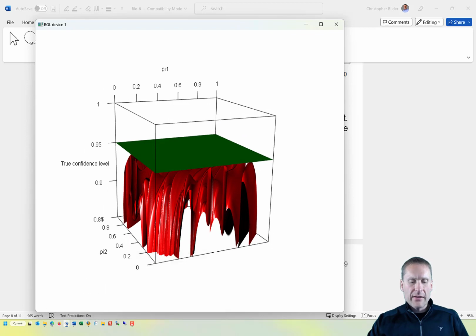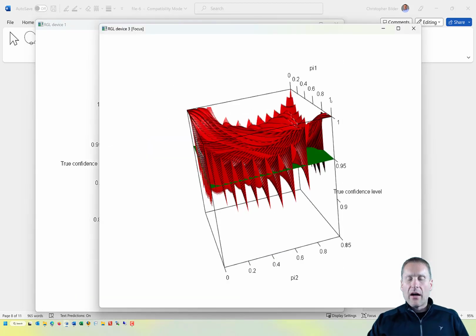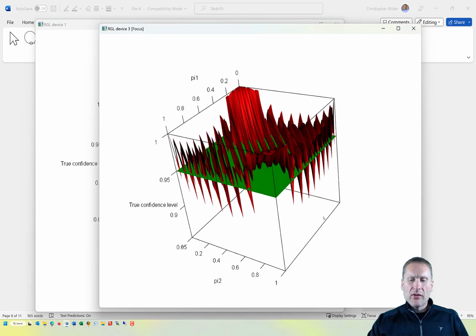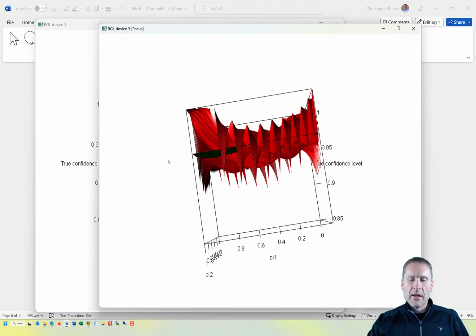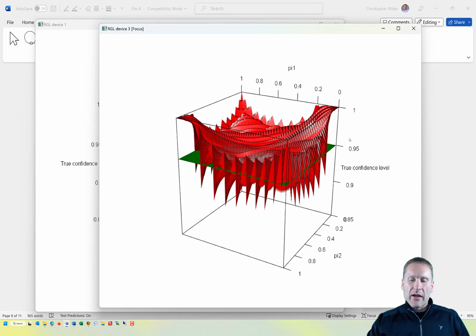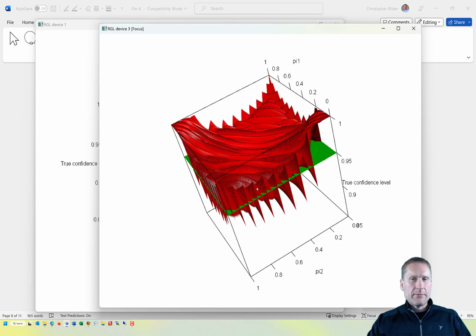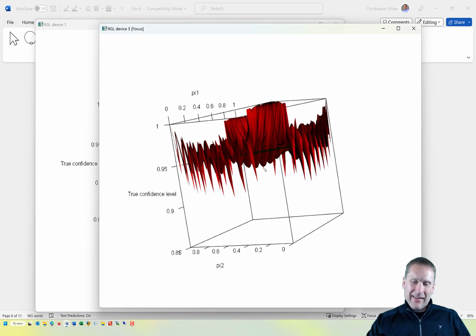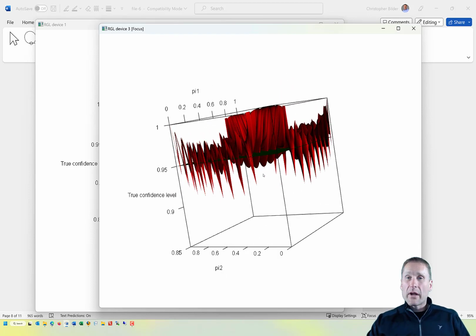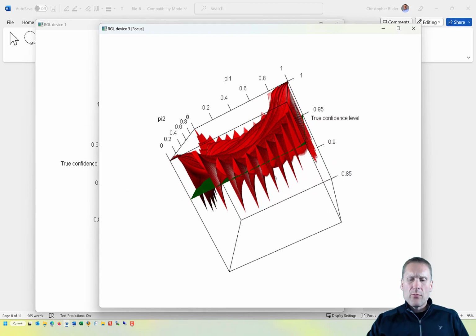Now I did exactly the same plot for an Agresti-Caffo interval, and what we can see here, notice how the red there, which, sorry I didn't mention this before, is the true confidence level, is actually intersecting with the green plane drawn at 0.95. And so this interval is working much better than the Wald. Is it perfect? No, but it is doing a much better job.